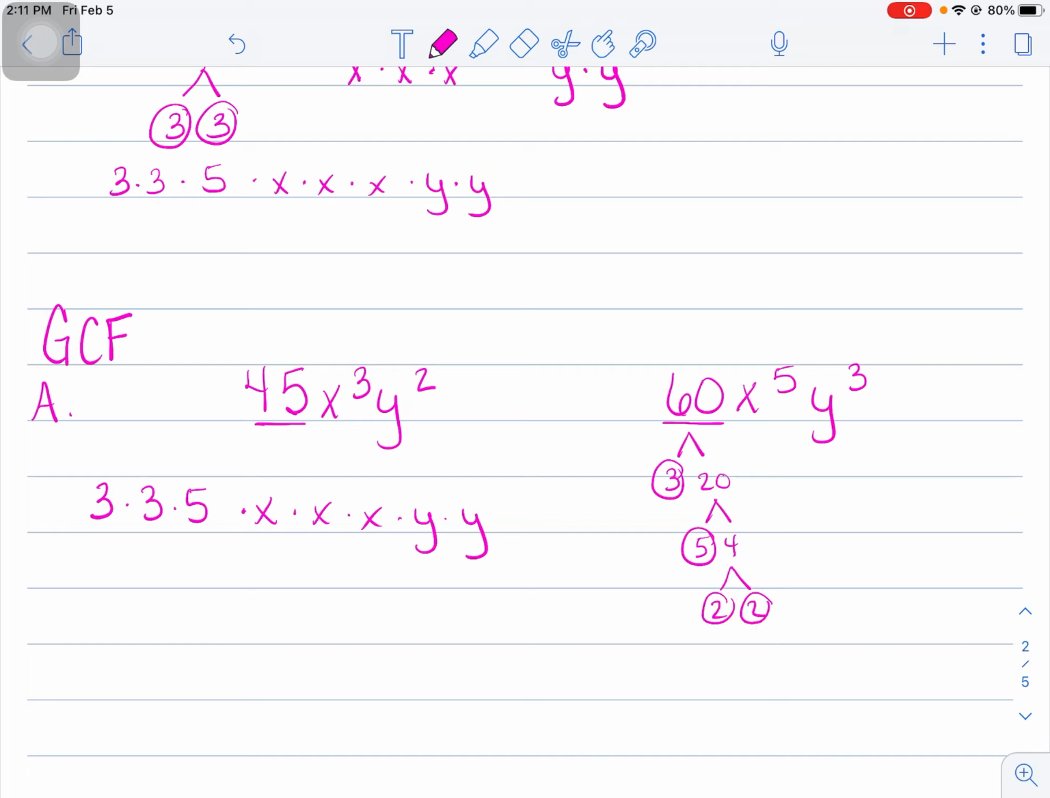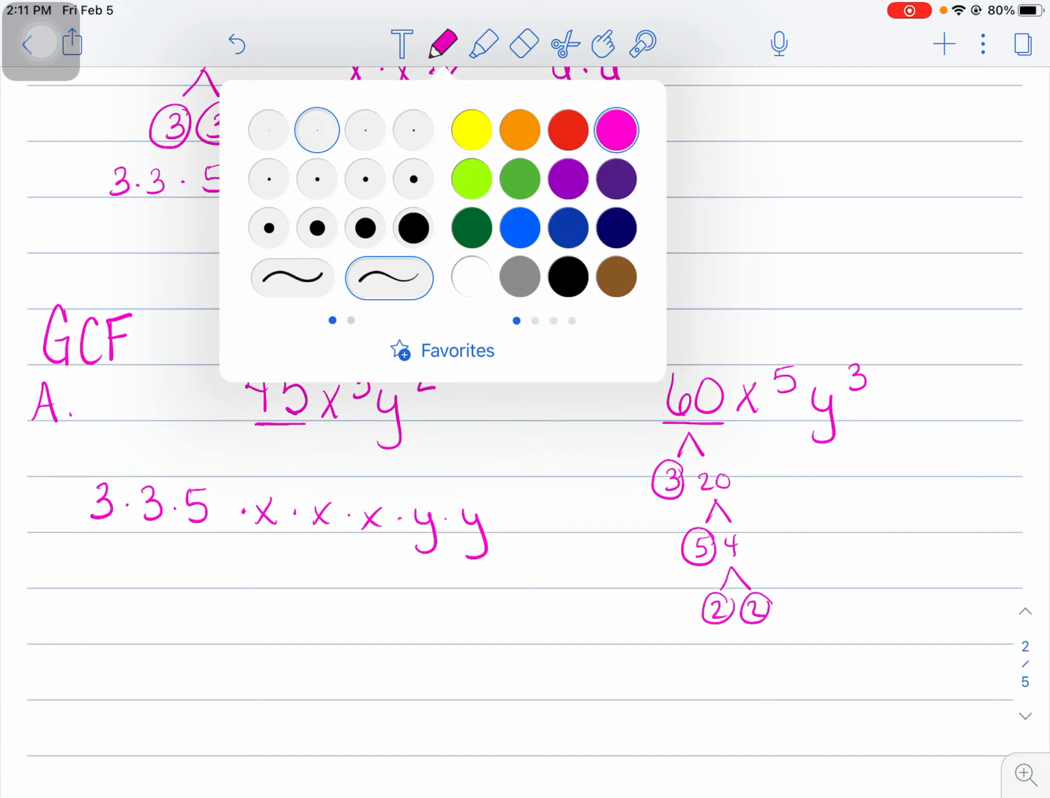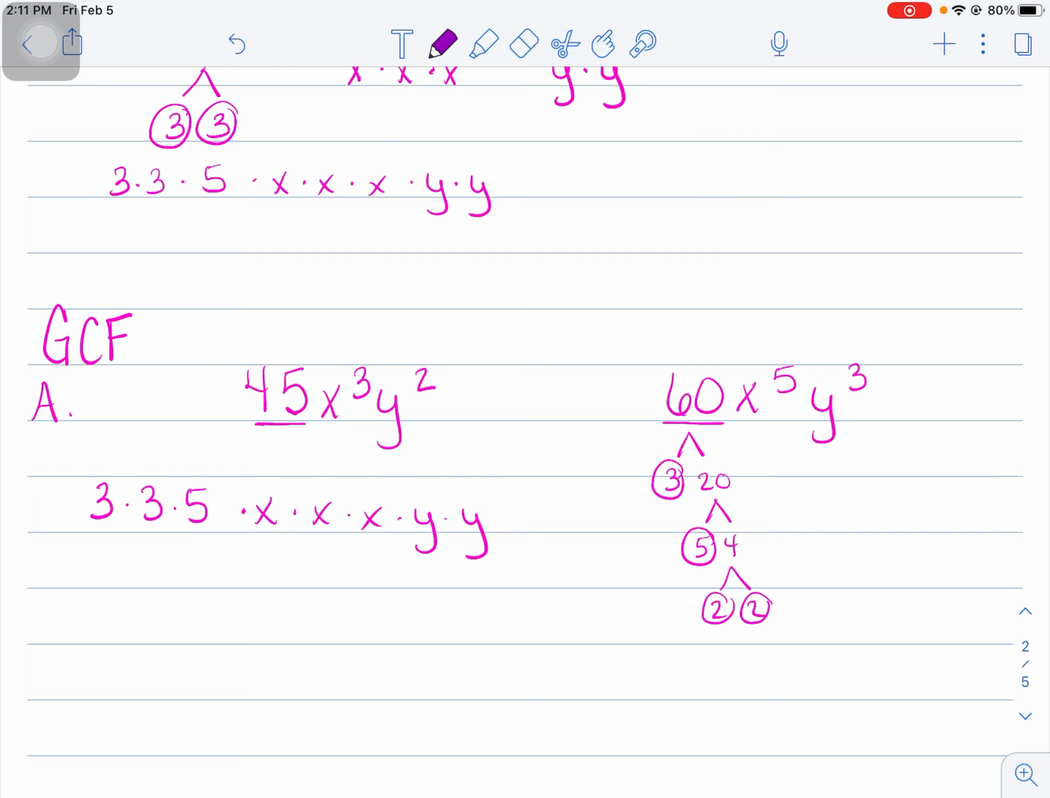So for this one, we have all our factors. And then we have 5 x's and we have 3 y's. So I'm going to write it right underneath my original problem. I'm going to use a different color for this one. So we're going to write 3, 5, 2, 2. And I have 1, 2, 3, 4, 5 x's, and 1, 2, 3 y's.